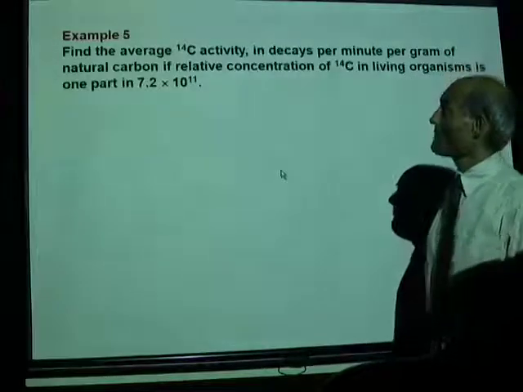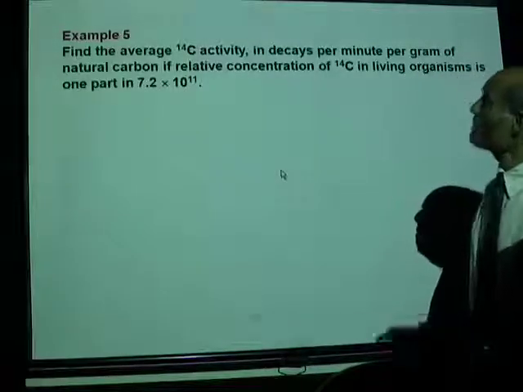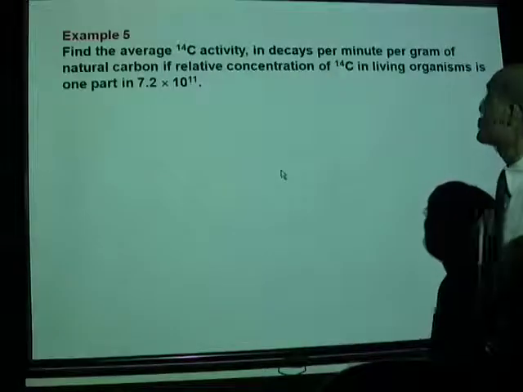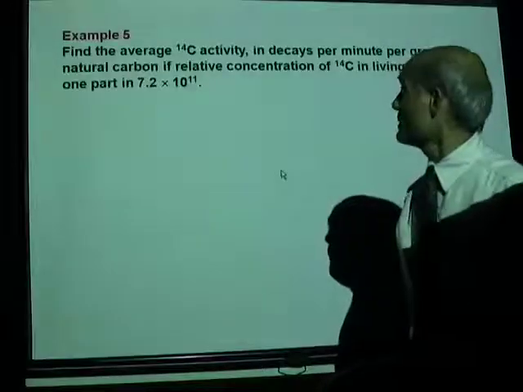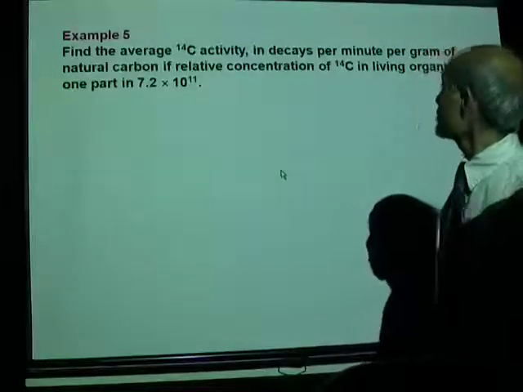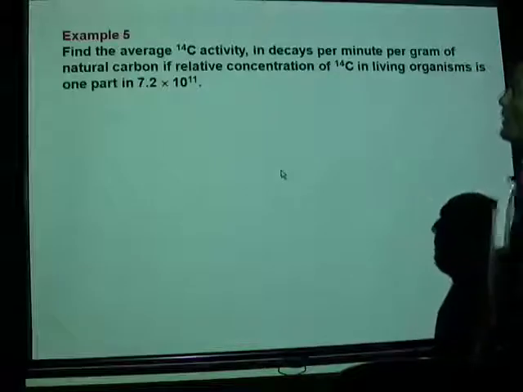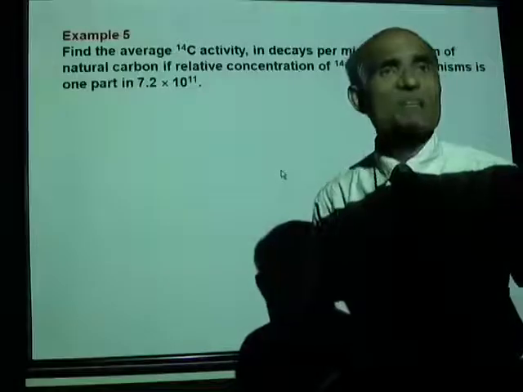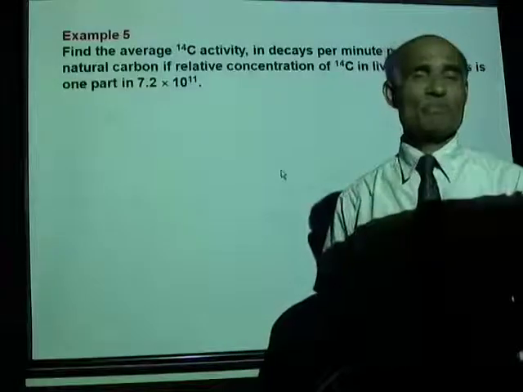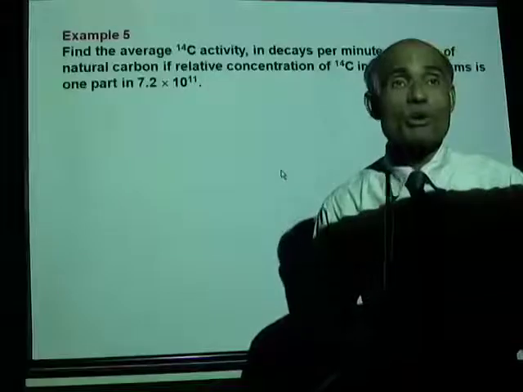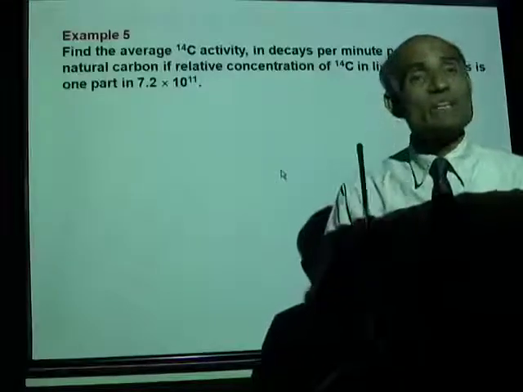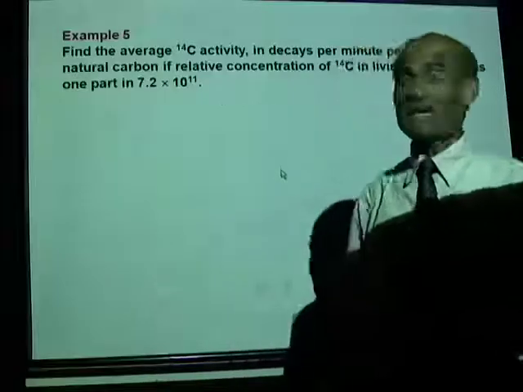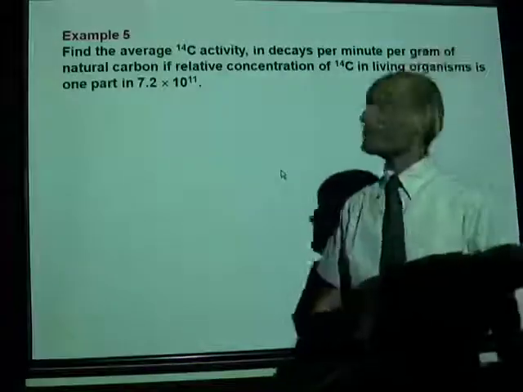Another example. Find the average carbon-14 activity in decays per minute per gram of natural carbon if the relative concentration of carbon-14 in a living organism is 1 part in 7.2 times 10 to the power of 11. Now remember, the most important ingredient in your ability to solve a problem is to understand the problem. So read that again and see whether you understand. What are the given things?